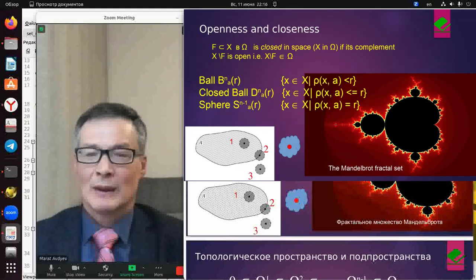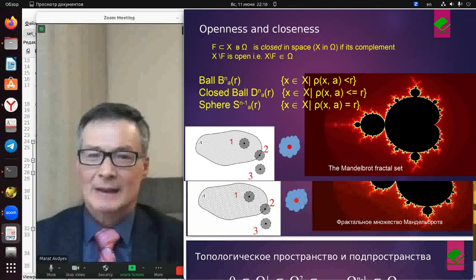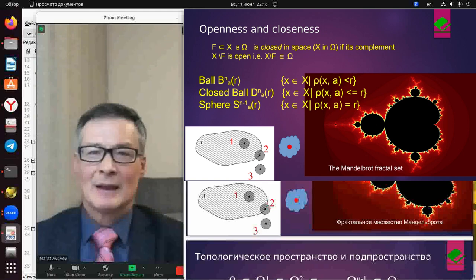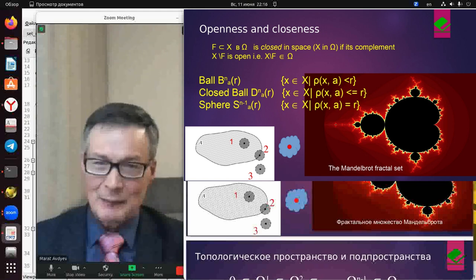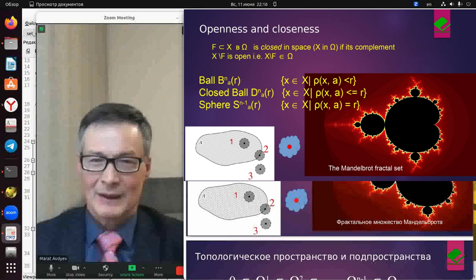Another important concept is openness and closedness. Suppose we have a set F in X. It is closed in X in omega if its complement, denoted as X minus F, is open and the complement itself also belongs to omega.